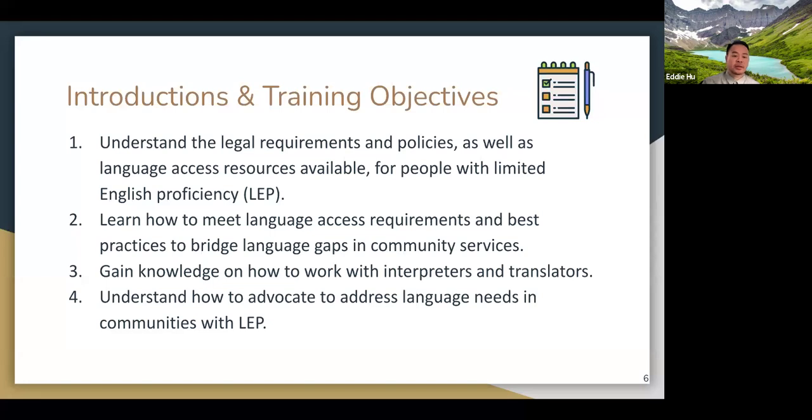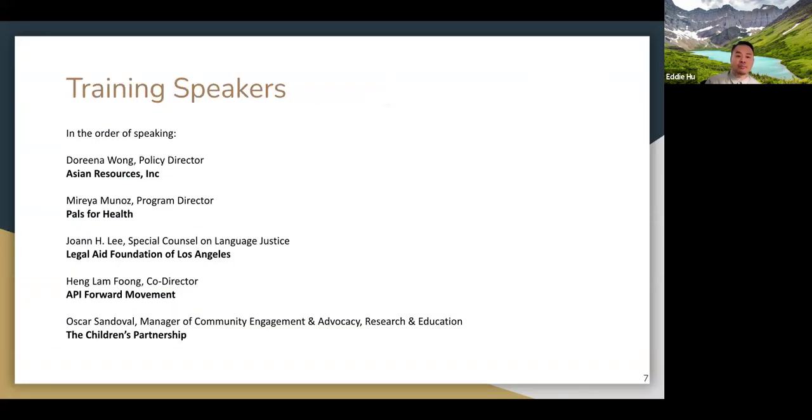Next slide, please. Here are our language access experts. They will be the speakers in different sessions. First, we have Dorina Wong, our policy director at ARI, and we have Media Munoz, program director at Pals for Health, and Joanne H. Lee, special counsel on language access at Legal Aid Foundation of Los Angeles. Hang Lam Fong, co-director for API4 Movement, and Oscar Sandoval, manager of community engagement and advocacy research and education at the Children's Partnership.